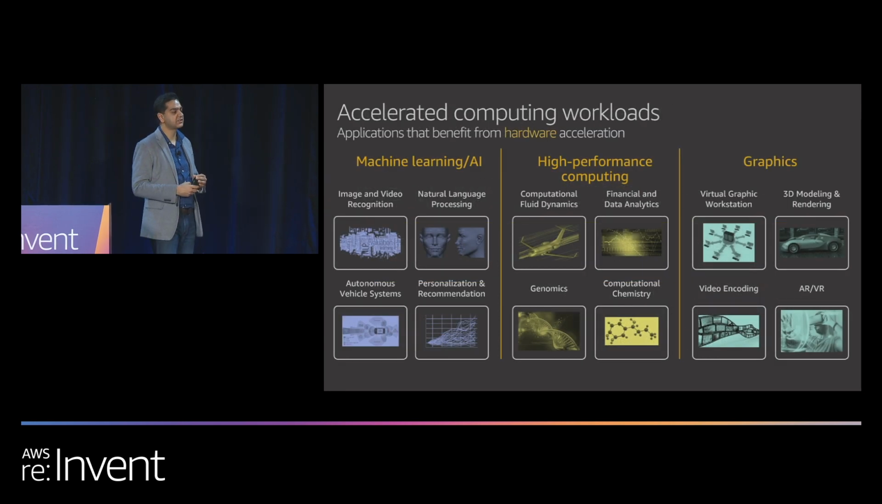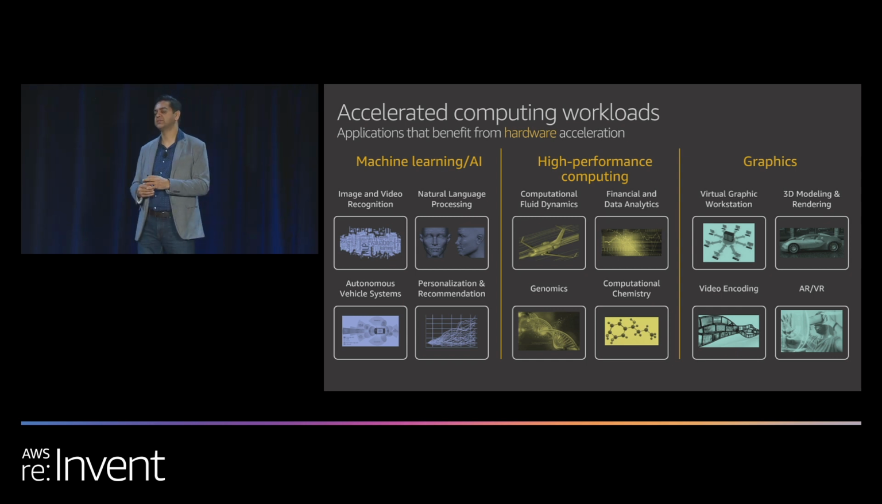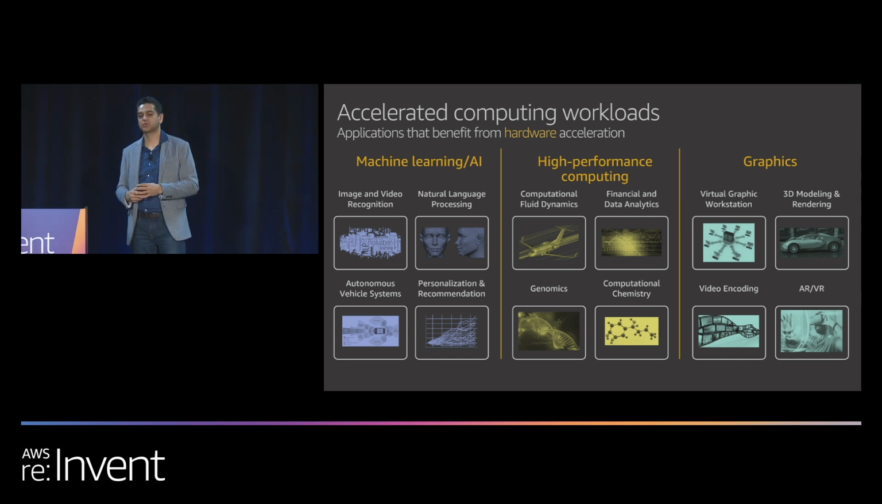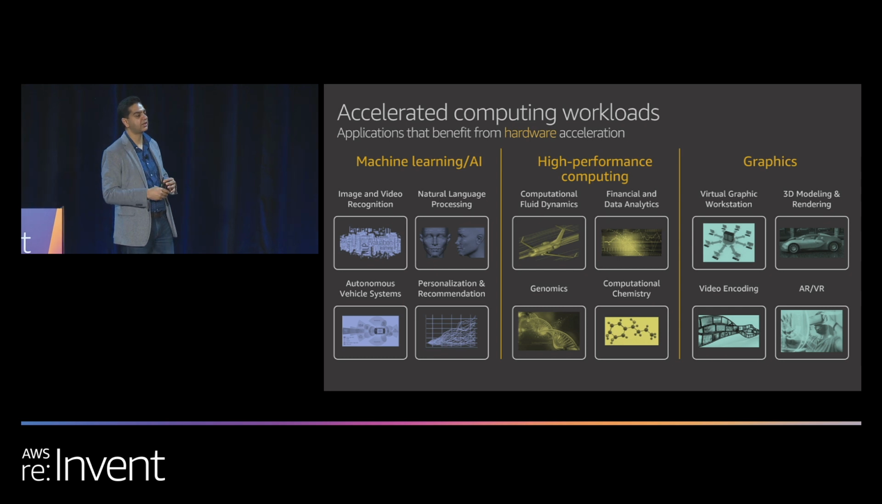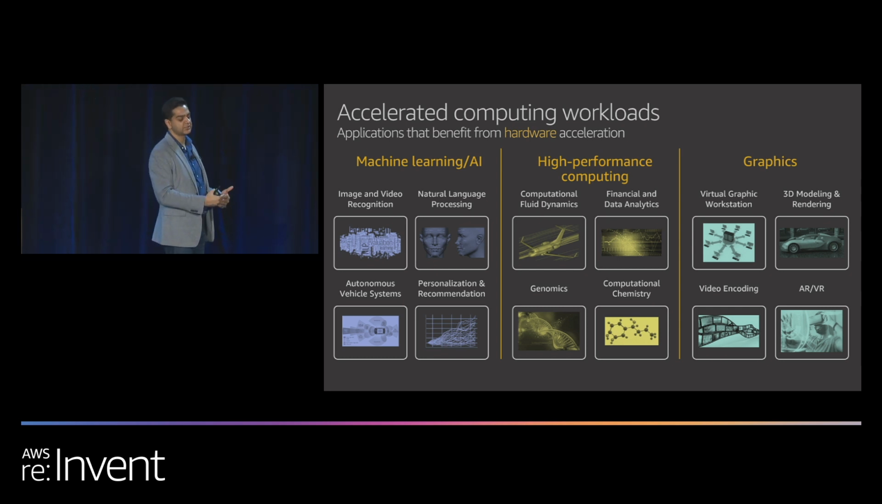The last category of instances that I want to talk about is the instances that support our accelerated computing workloads. What do we mean by that? Well, these are applications that need some form of hardware acceleration in that instance for that particular workload. So this could be machine learning applications where you need GPUs or accelerators that are able to significantly reduce the time it takes to train the models or even deploy them in production for inference applications. This could be high-performance computing.